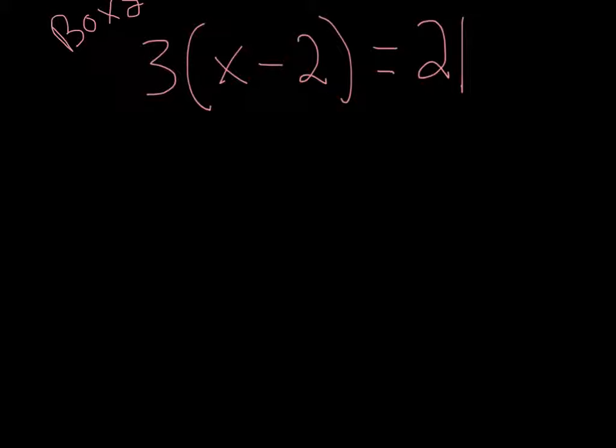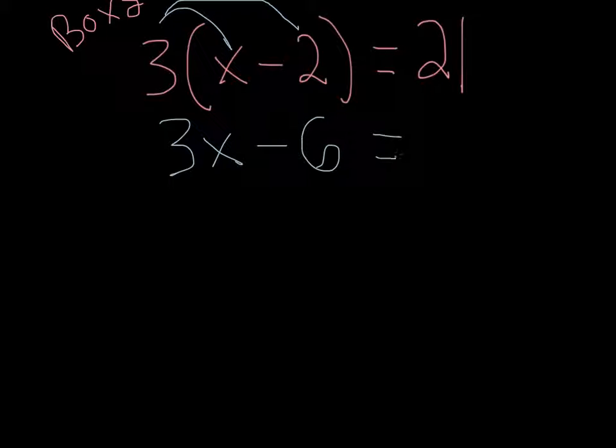First we're going to distribute the 3 to the numbers in the parentheses. So 3 times x is 3x. 3 times minus 2 is negative 6 or minus 6 equals 21. Notice I don't multiply this 21 out here. I don't multiply that times 3 because it's not in the parentheses. Now I'm ready to solve this equation. I've made it into a simple two-step equation.